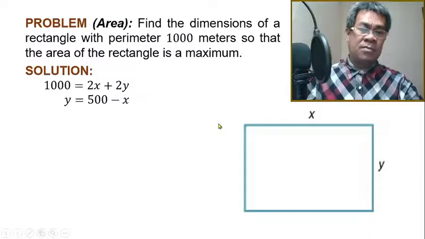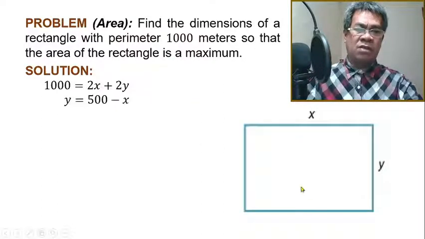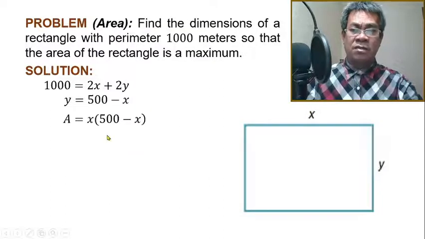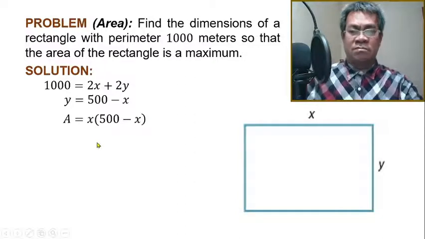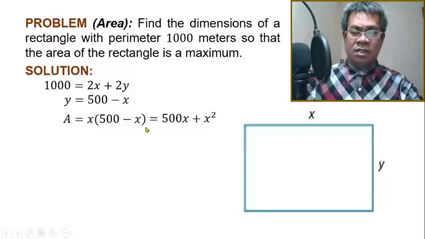What is area? Take note that in geometry, the area of a rectangle is length times width, or it should be x times y. Okay? So it should be x times y. But y, take note, is 500 minus x. So it should be length times width, x times y, but y is 500 minus x. Okay, that's it.